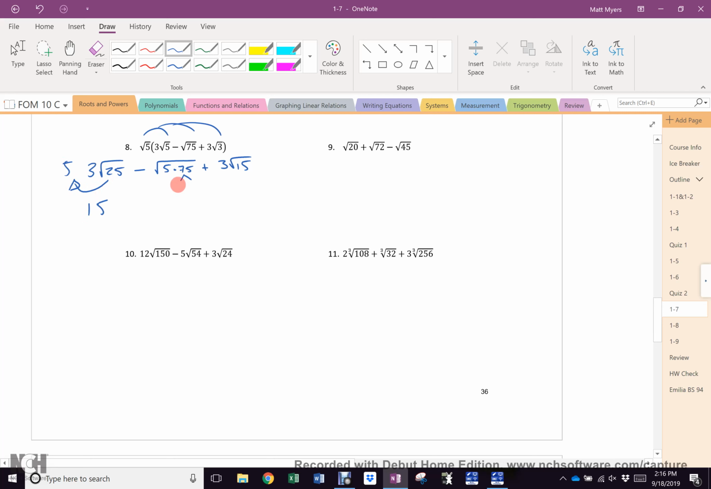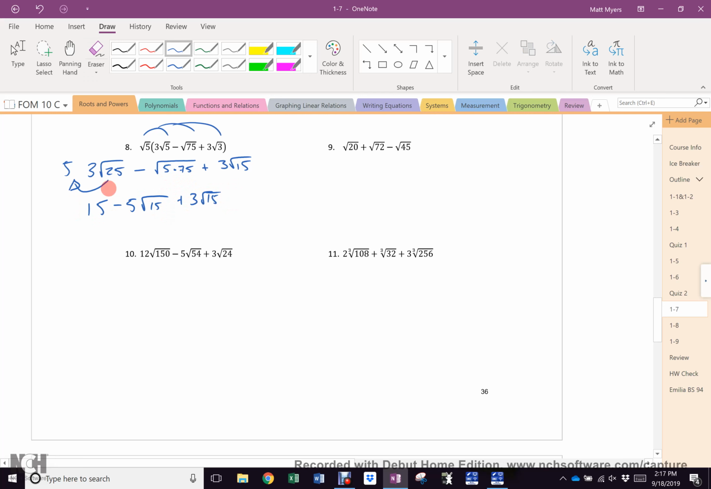75 breaks down into 3 times 25, right? And 25 is 5 times 5, right? Where's my pair there? The 5s, right? So out comes a 5, and what stayed under there? That 5 and that 3, which is 15, right? And then plus 3 root 15.